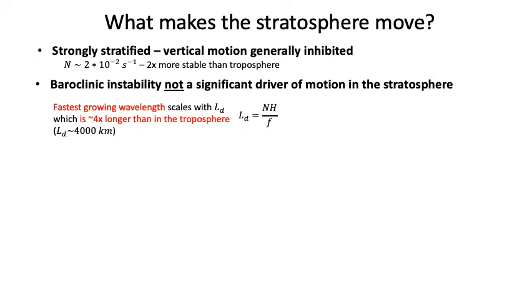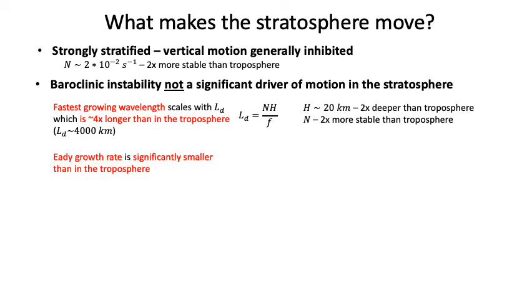So how do you get to that? Our Rossby deformation radius is N times the fluid depth divided by f. In the stratosphere, H is something like 20 kilometers deep, so it's twice as deep as the troposphere. And the stratification, like I said, is about twice as stable as the troposphere. So you can get a factor of 4 out of that. f varies with latitude, so that obviously doesn't change. So you get a factor of 4 larger in the stratosphere.